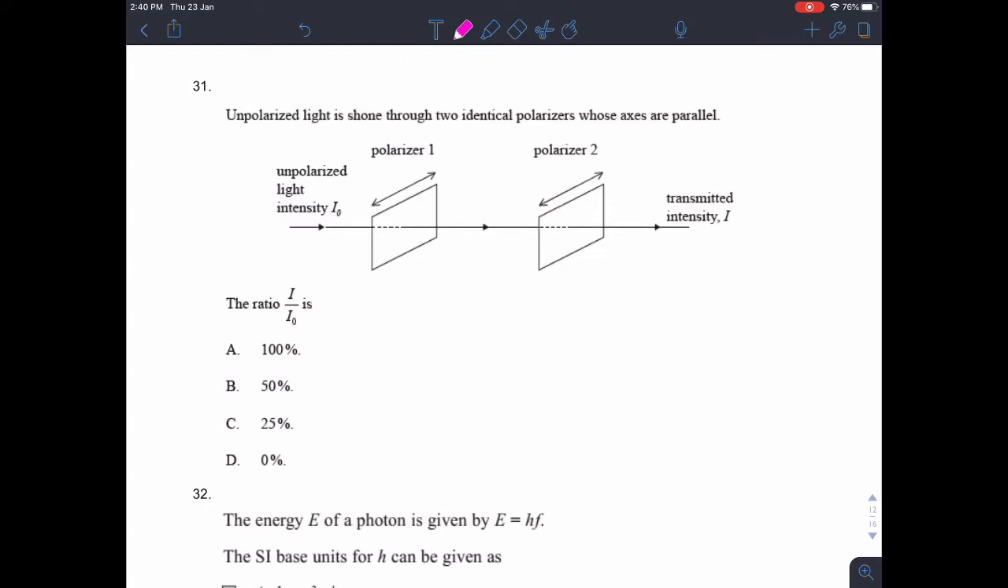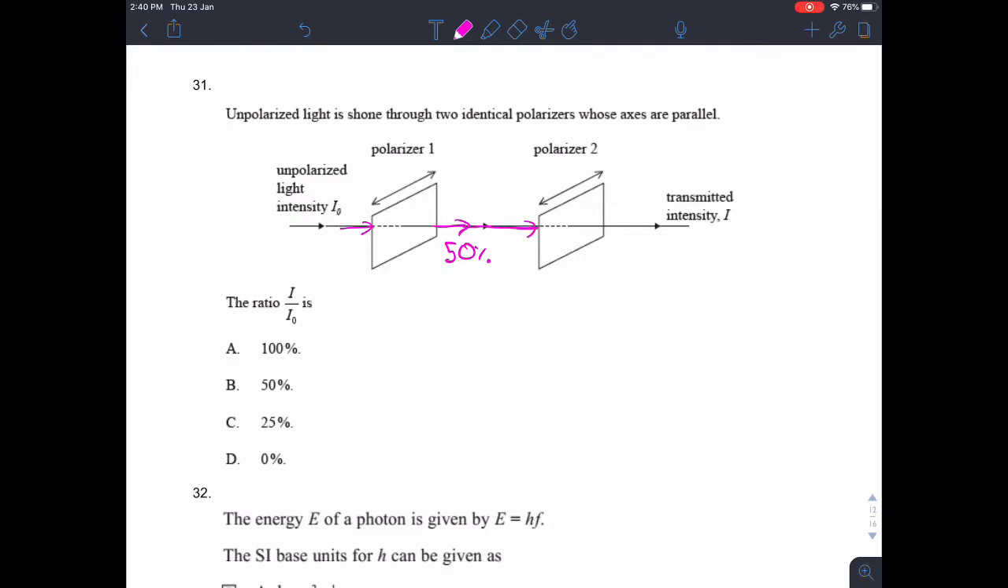Okay, question 31. Unpolarized light is shone through 2 identical polarizers whose axes are parallel. What's going to happen? Well, here you've got polarizer 1, and remember that going through a single polarizer, the intensity coming out is always going to be 50%. So that is going to be 50% of the first one. But now the light is totally polarized.